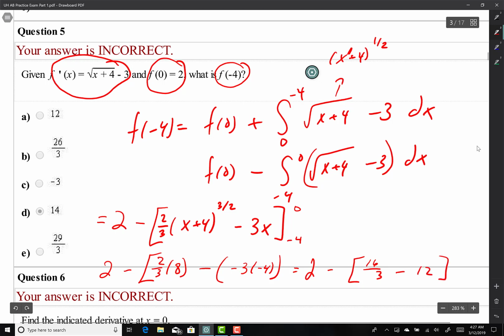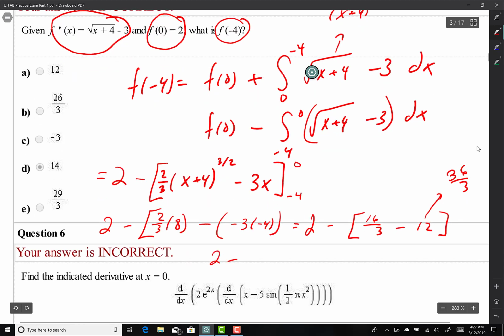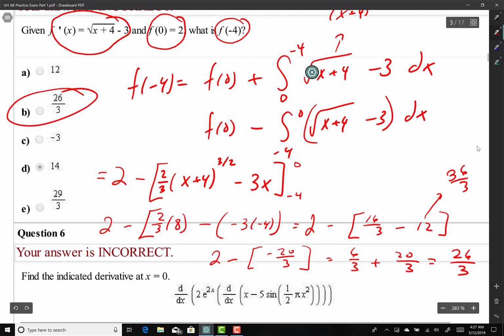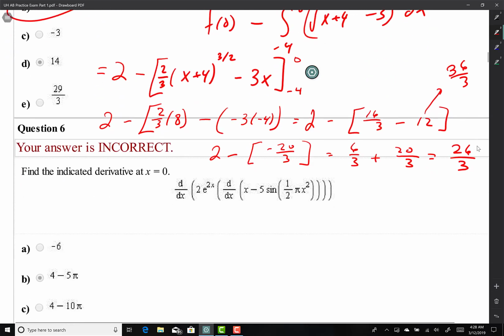Common denominator, 12 times 3 is 36 over 3. 16 minus 36, I think that's negative 20, right? So 2 minus negative 20 over 3. Turn that 2 into 6 over 3. Plus 20 over 3. And we got 26 over 3. Yay. There it is. All right, here we go.